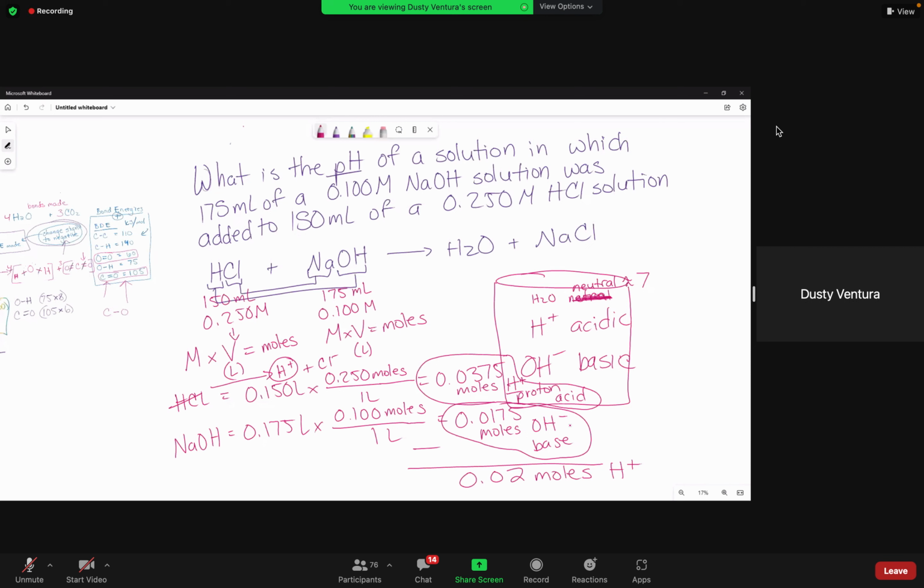Now somebody tell me how I can find the pH with that. The negative log of H plus. Yep, that's the negative log of H plus. But first we have to divide it by the volume.